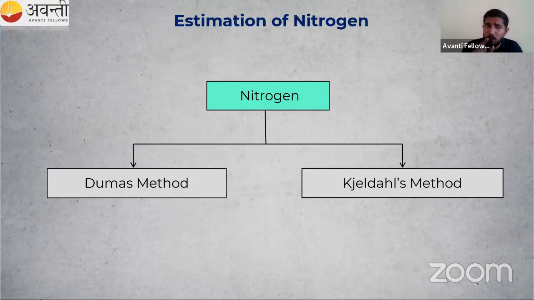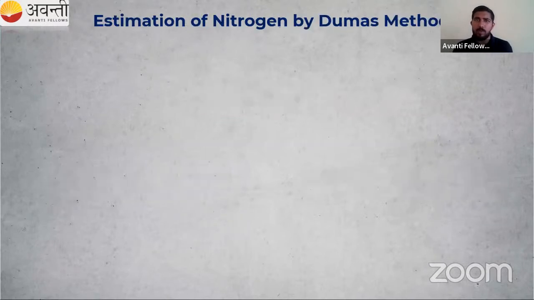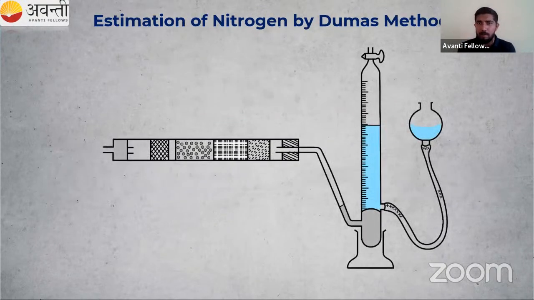So for nitrogen, there are two methods. One is Dumas method. Second one is Kjeldahl's method. Based on these methods, for numericals, you have to remember the equation. Then you can simply do the numericals. So let us start with our Dumas method. How to estimate or find the percentage of nitrogen in an organic compound. So we have to find that.